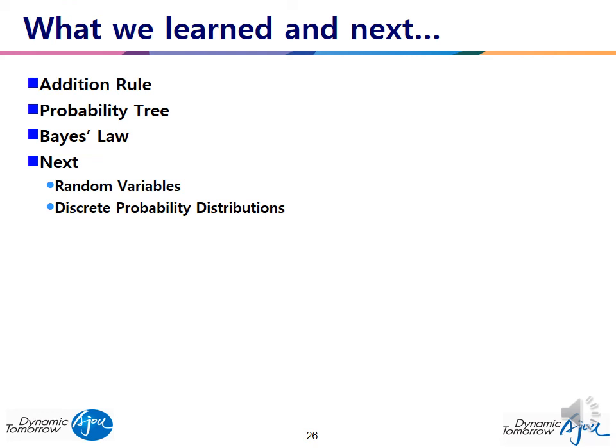Okay, up to now we learned the addition rule and we drew probability trees. It's easy to apply probability rules. And then we learned Bayes' law. Using prior probability and likelihood probability, we can calculate the posterior probability. Then next, we are going to learn random variables and discrete probability distributions.